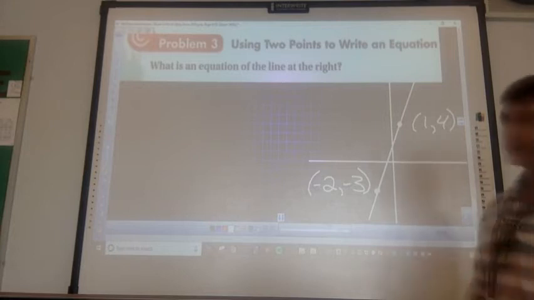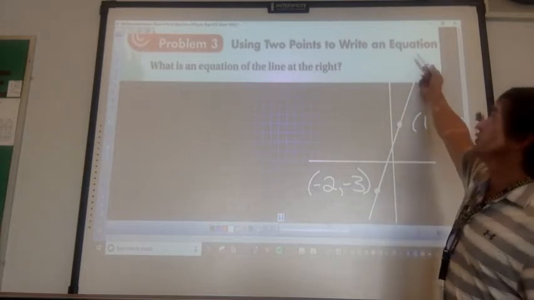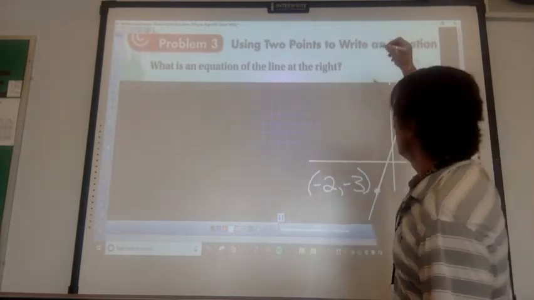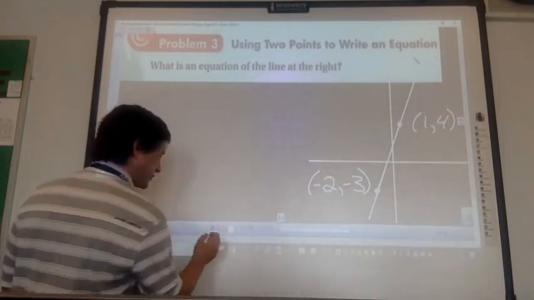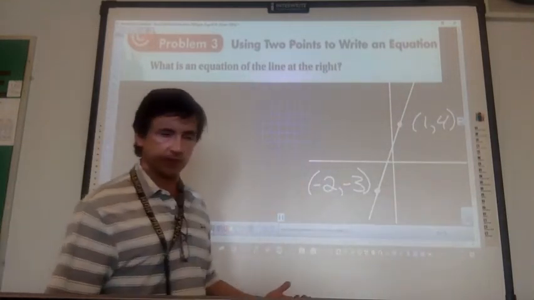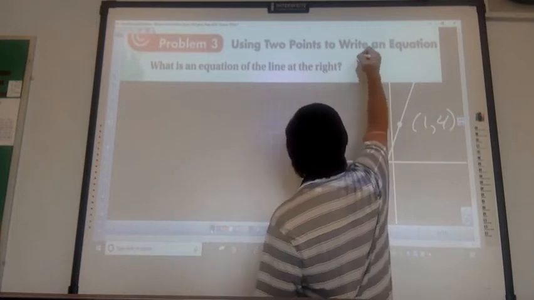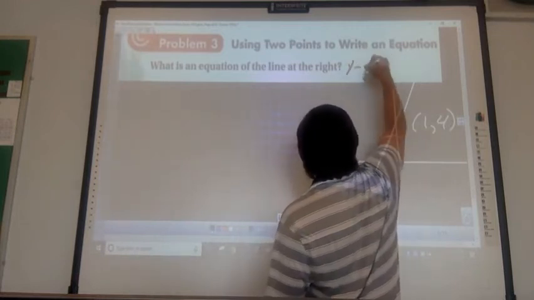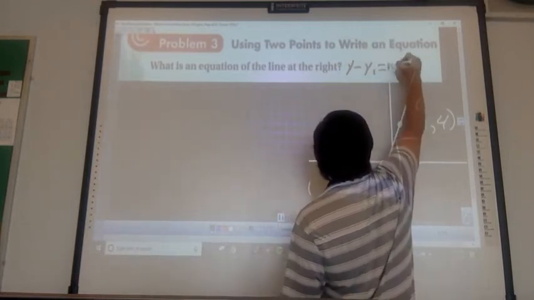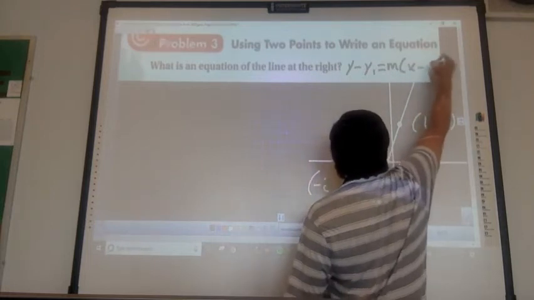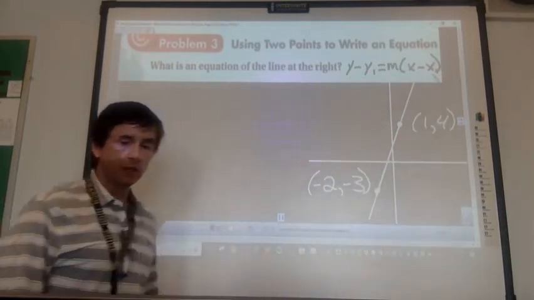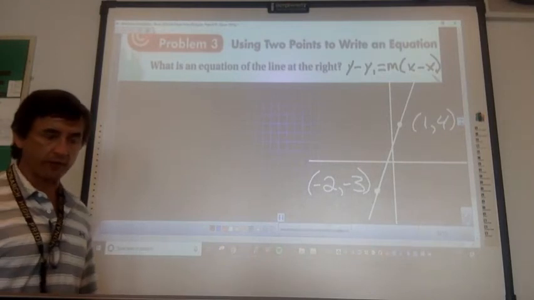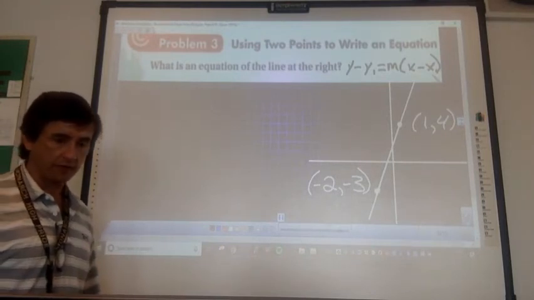So the example at the top up here that says using 2 points to write an equation, it doesn't specify we're going to use point slope, but that's what this section is about. So yeah, we're going to use point slope. y minus y1 equals m parenthesis x minus x1.